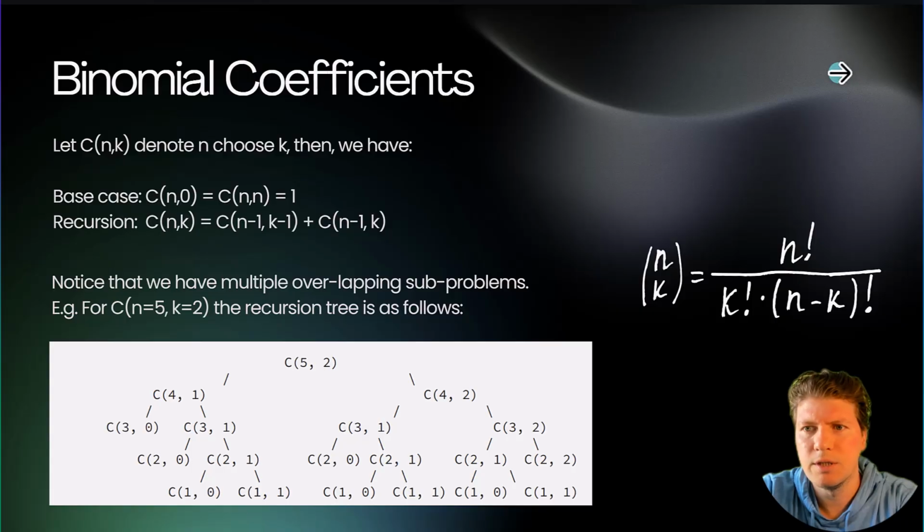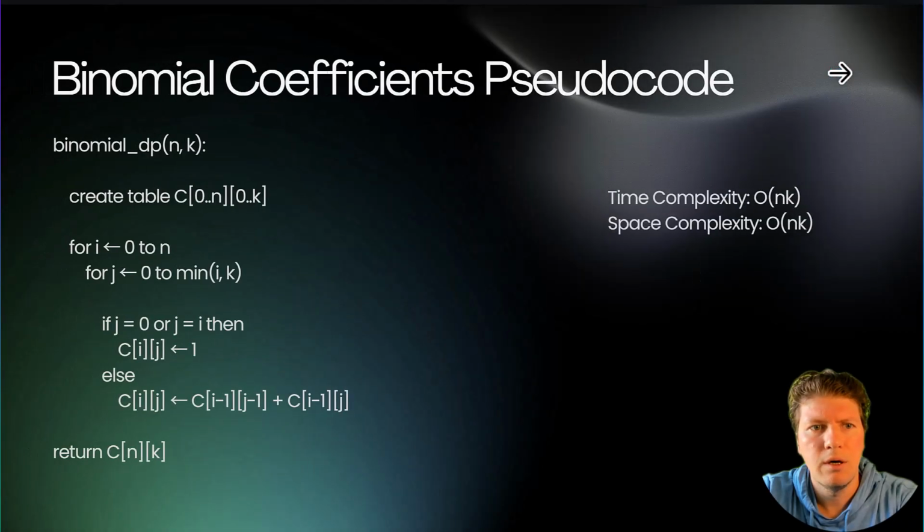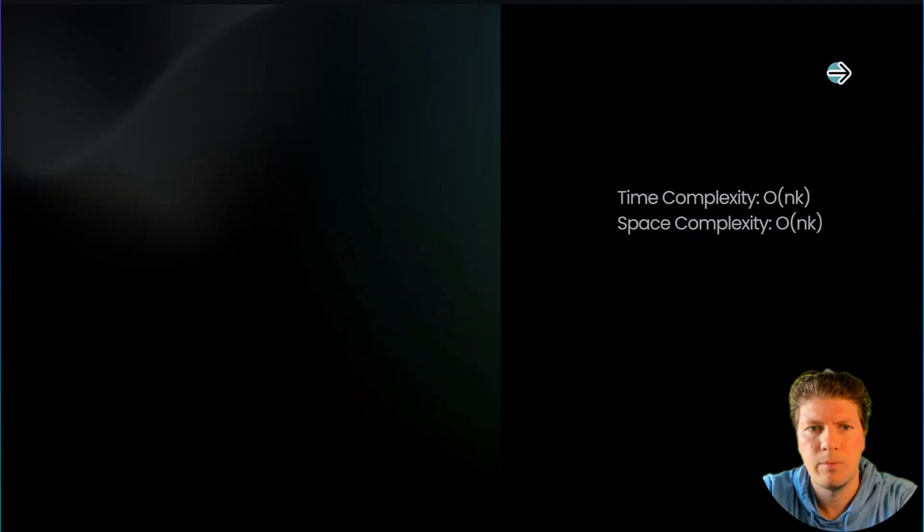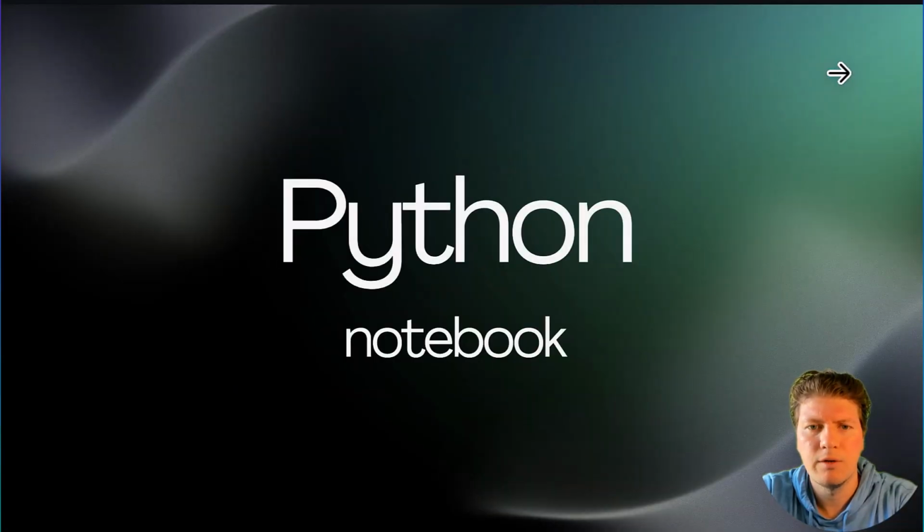All right, so let's see our pseudocode for binomial DP. First, we create a table of size n by k. Then we loop, and we fill in this table in a bottom-up fashion. The time complexity and space complexity are both O(nk). And now let's take a look at the code in the Python notebook.